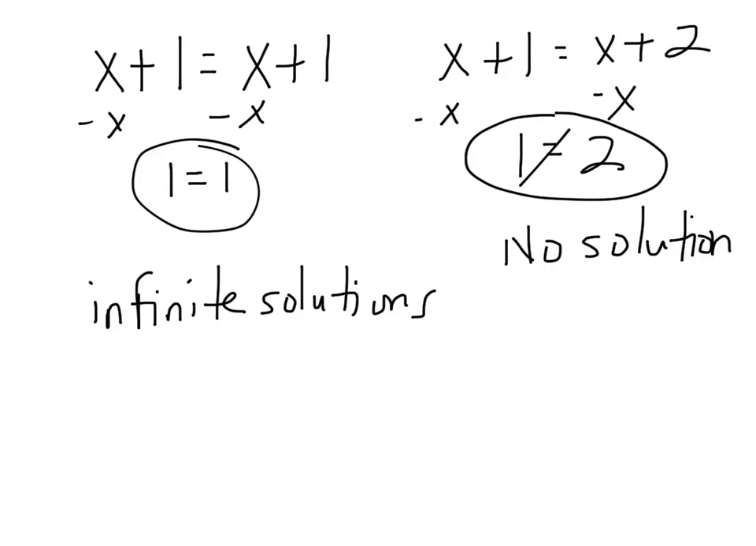So you are going to get either one solution. Every problem you've solved up until today is one solution. And then you could also get infinite solutions, which means everything works, or no solution, which means nothing works.